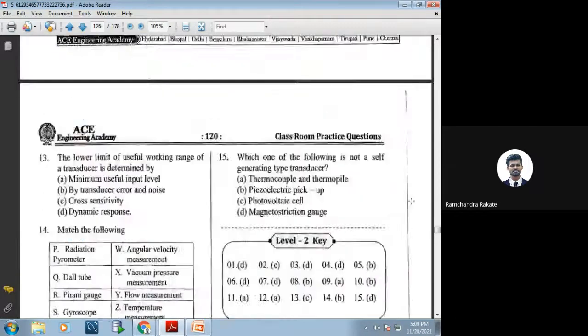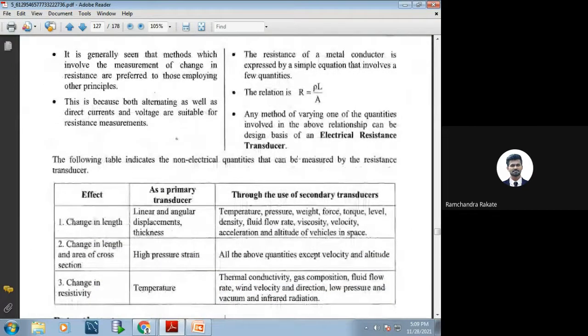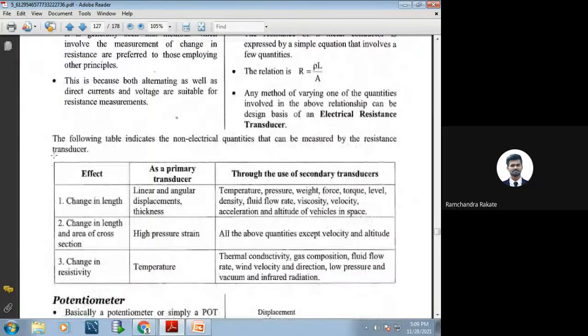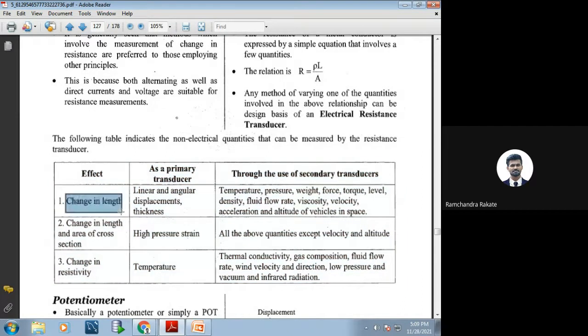Next is resistive, capacitive and inductive transducers. Okay, let us see them one by one. These are the effects as a primary transducer and through the use of a secondary transducer. Suppose there is a change in length: as a primary transducer, linear and angular displacement and thickness are the part, and as a secondary transducer, temperature, pressure.